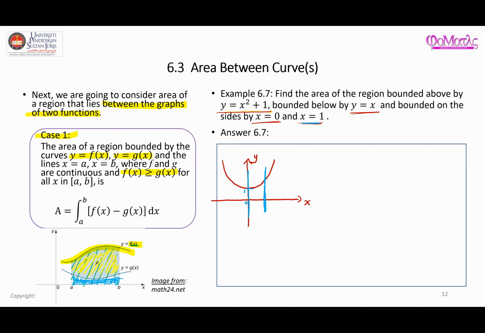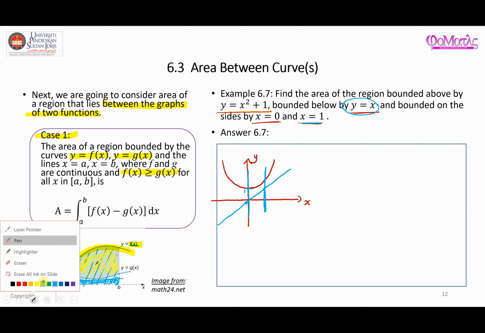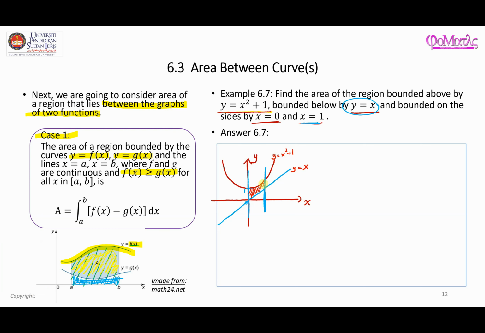Next, you have another line here, y = x, which looks like this. Now I'm going to label all these functions. This is y = x squared plus 1, and this is y = x. The region bounded by all these curves is this one. This is the region that you are looking for.